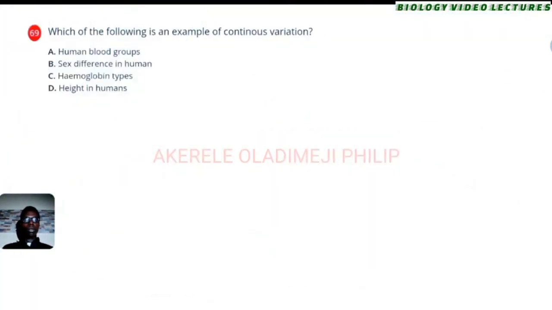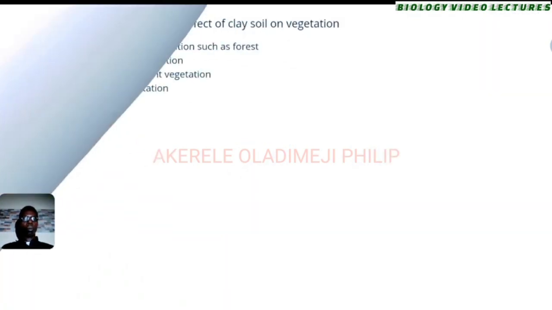Which of the following is an example of continuous variation, which means it has mid values or varying values? That would be D, which is height. I think we've done this for a while now, severally. So height can be very short, mid height, and all of that.